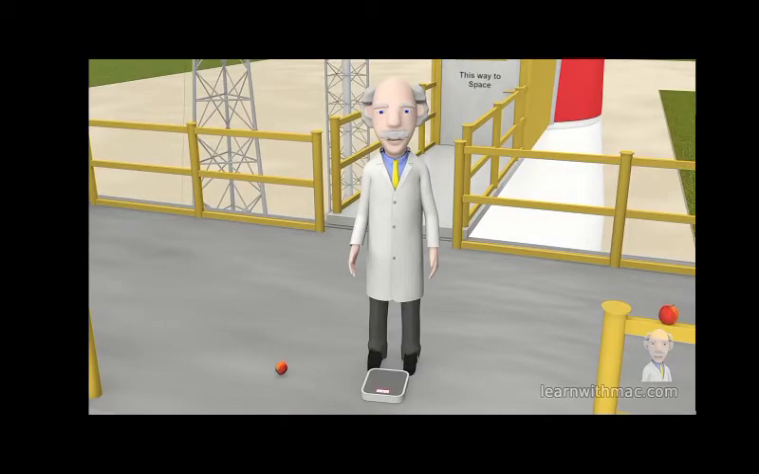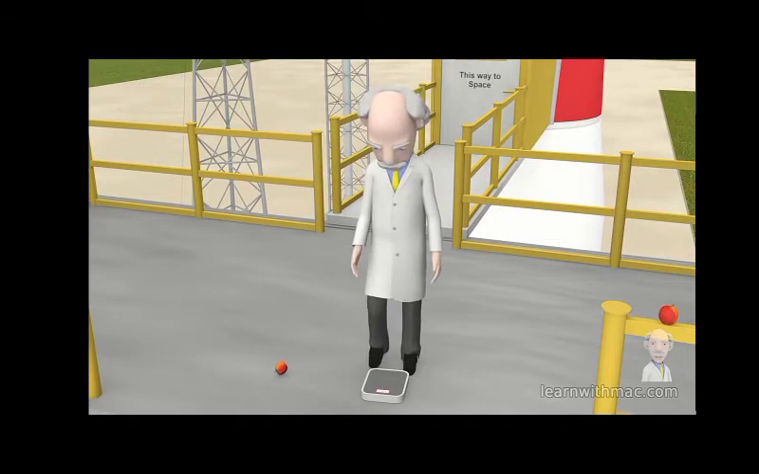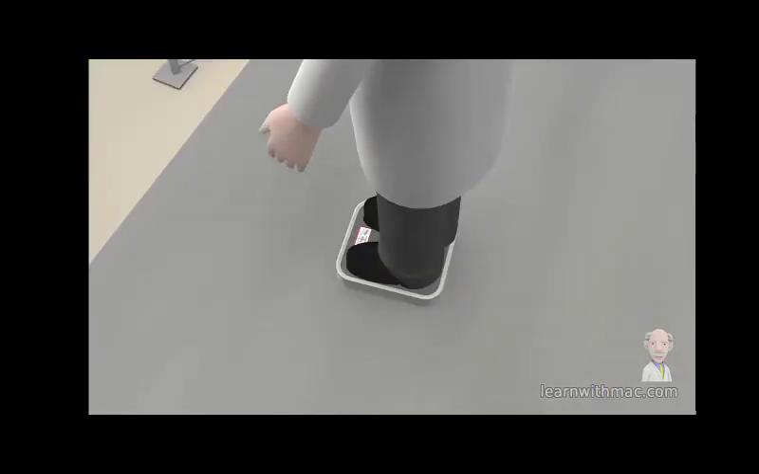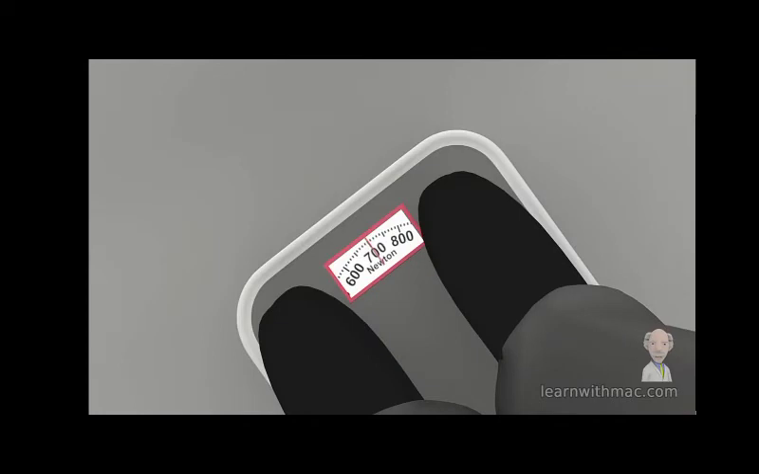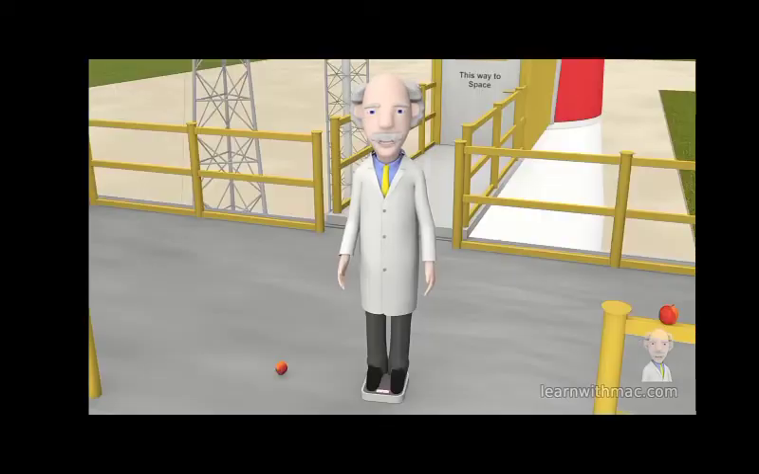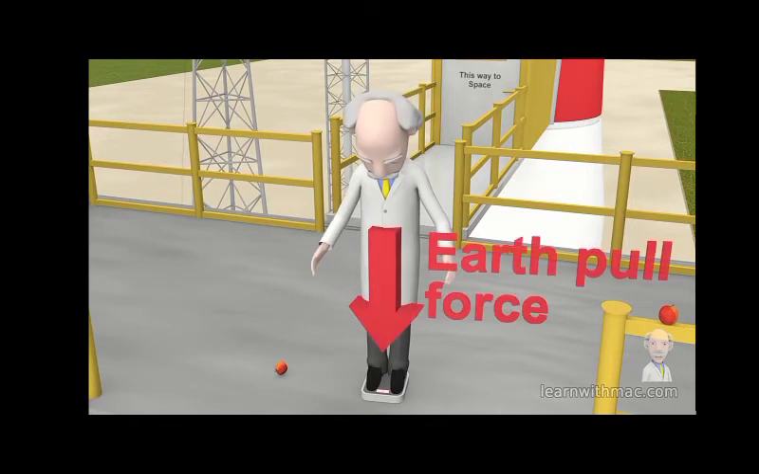The gravitational force from Earth on an object is known as the weight of the object. If I step on these scales, you can see that my weight is registered as 700 newtons. This is the gravitational force between me and the Earth. It is the force of the Earth pulling me towards it.